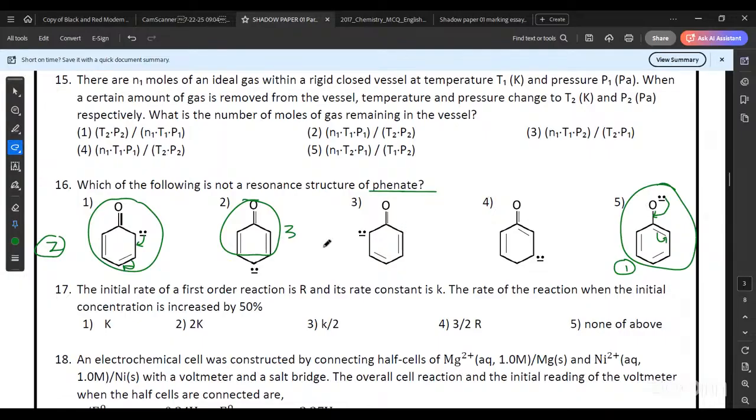So this is the third one, and then people from here to here, and then here to here, then you have this one, that's the fourth one. So what you don't have is this thing: electrons do not go to the meta position. So it's answer number 4.